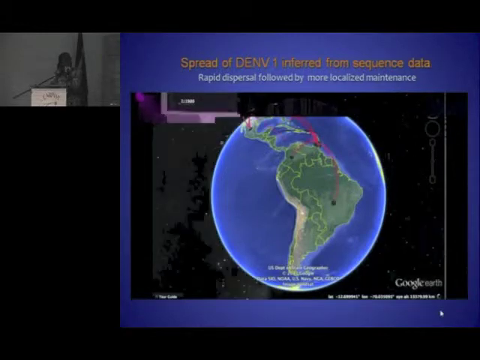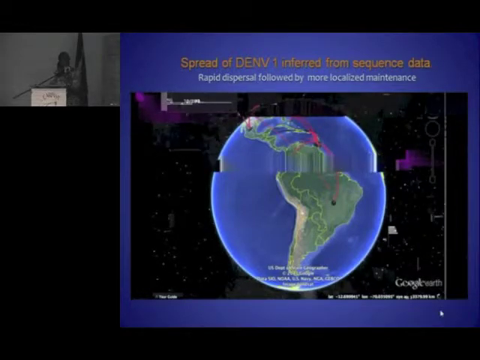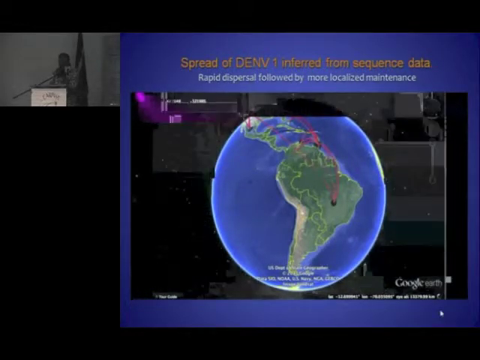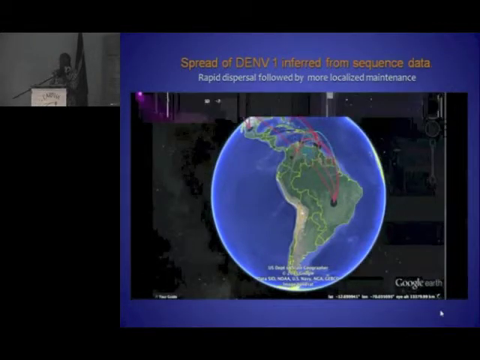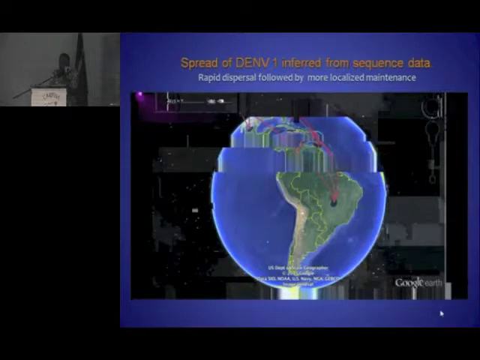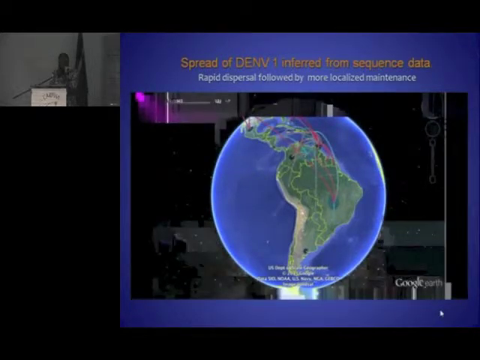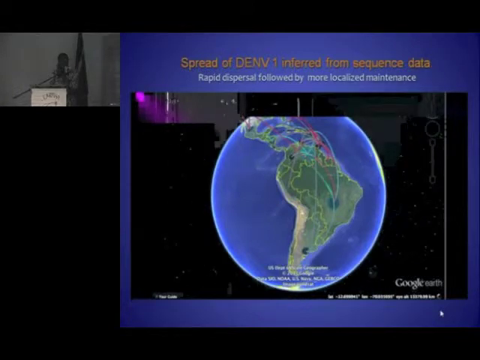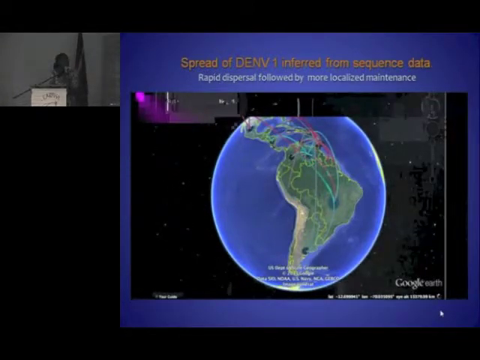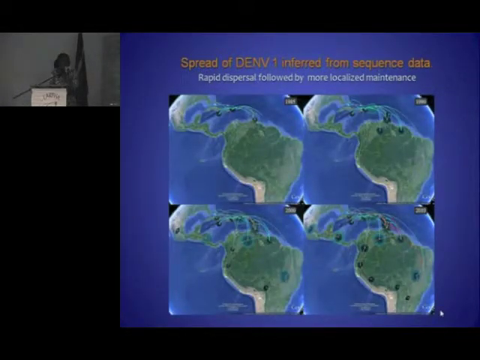So this is a pattern of spread for dengue 1 that was inferred from genomic sequence data. We have virus isolates for which we know the date and the location from which they were isolated, and we can reconstruct the pattern of viral spread. Now, this was done for dengue 1, 2, 3, and 4, and you get a similar pattern of rapid dispersal followed by more localized maintenance.